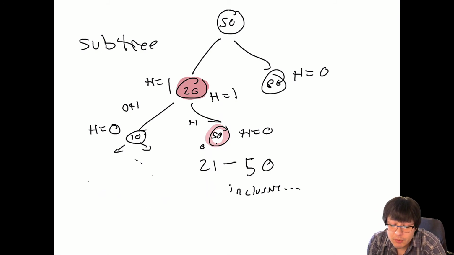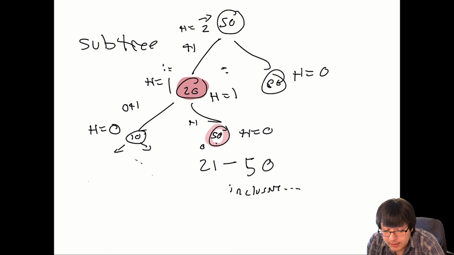So now, if we want to compute the height of the 50, we're going to take the biggest of these two numbers and add plus 1 to that. In this case, they're both equal to 1, so we just take 1 plus 1. So the height of this on the left side is 2.